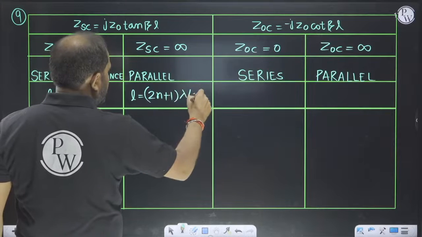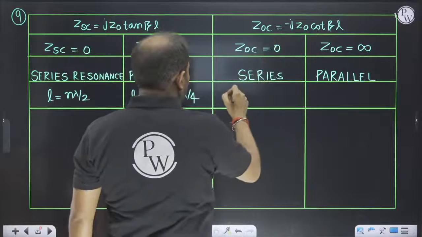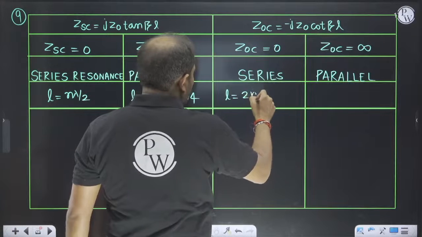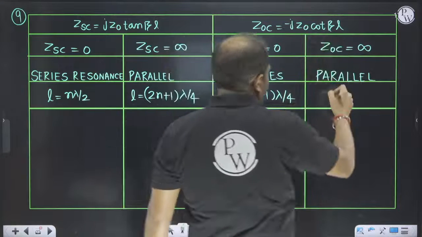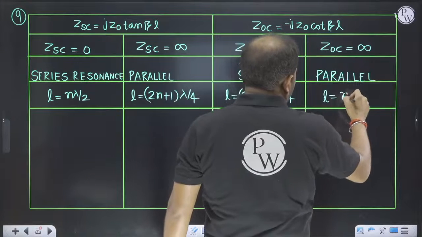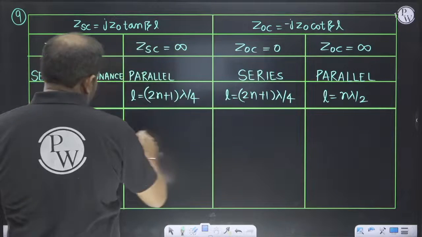Odd multiple of lambda by 4. Here open circuit, short circuit, inversion, so odd multiple of lambda by 4. And here image impedance, so it will be n lambda by 2.